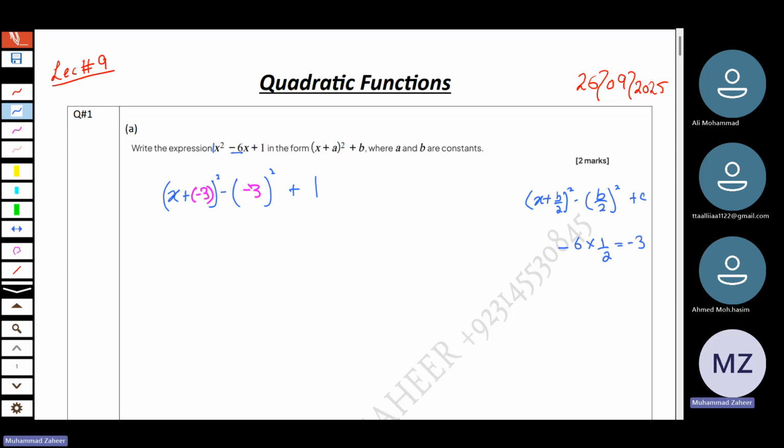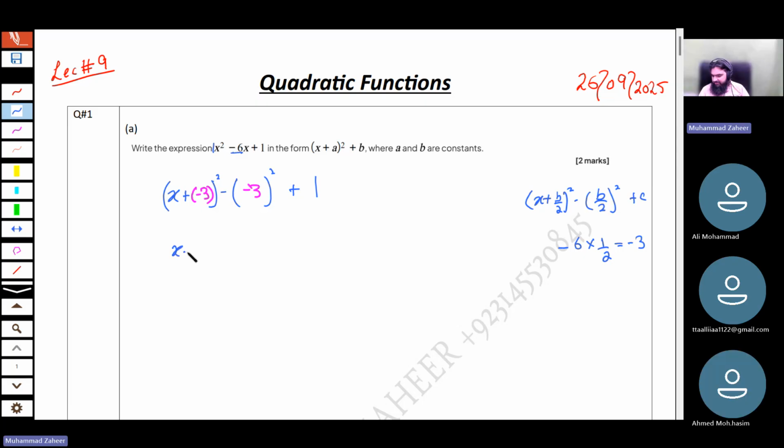This is the only step that we need for completing the square. Now we get (x minus 3) whole squared, because plus times minus is minus. Minus 3 squared will be 9, plus 1. So my final answer is (x minus 3) whole squared minus 9 plus 1, which is minus 8. Any question?